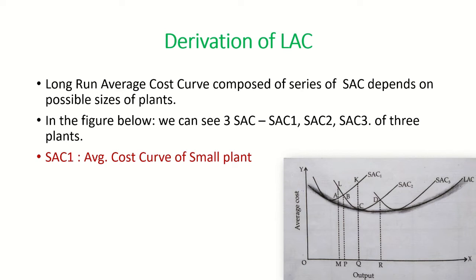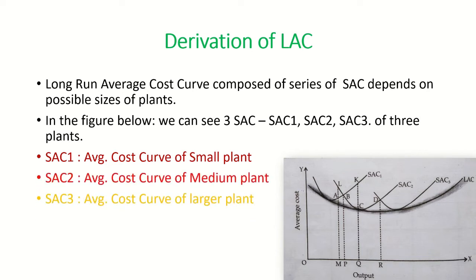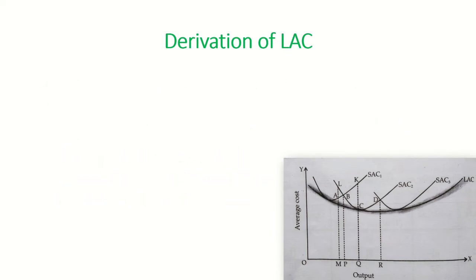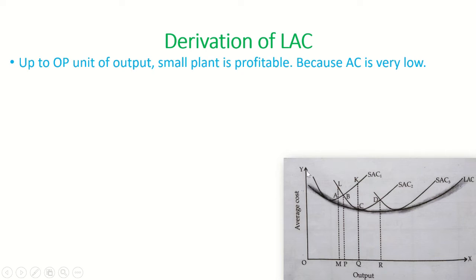Again, SAC1 is the short-run average cost curve of the small plant, SAC2 of the medium plant, and SAC3 of the larger plant. Okay. Next graph, we can see two axes, the x-axis and the y-axis. Average cost is depicted on the y-axis and output is depicted on the x-axis.